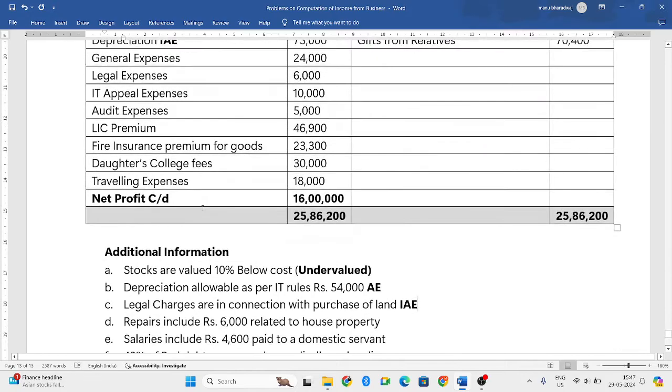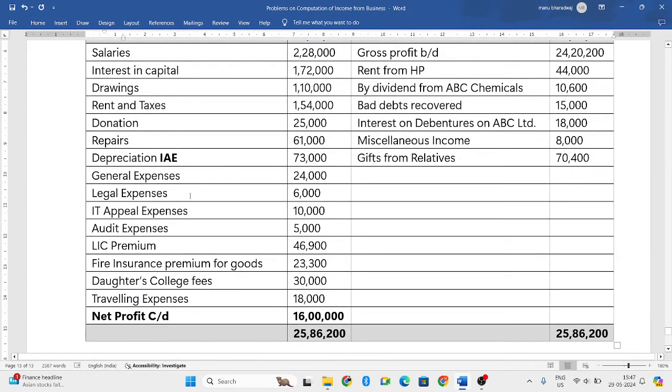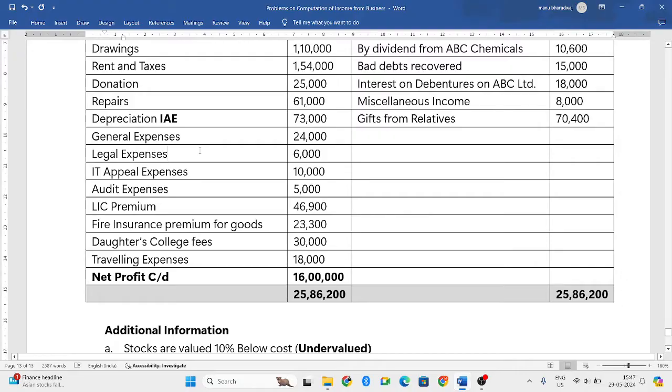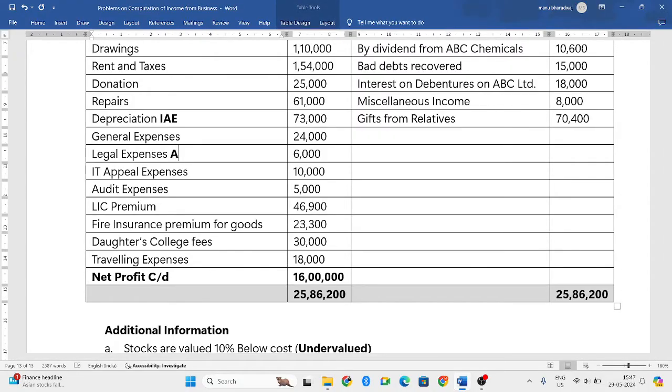So in this legal charges, okay, it is legal expenses. I will write it as adjustment, I will note it here.